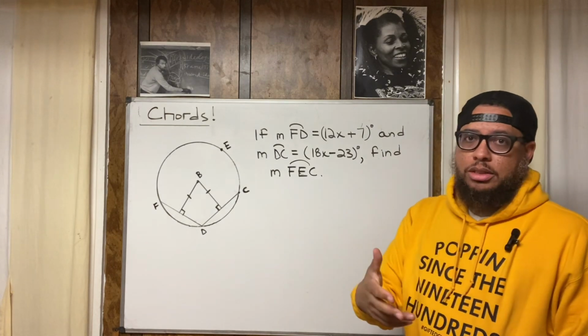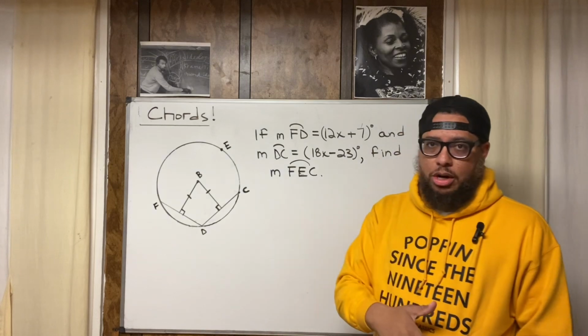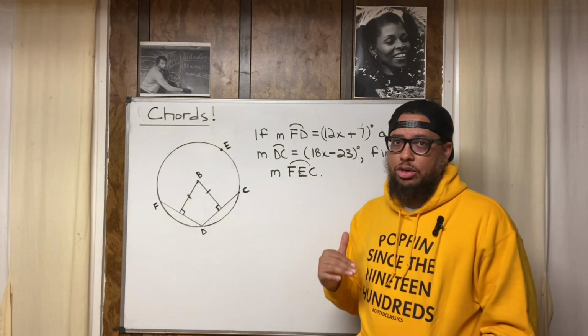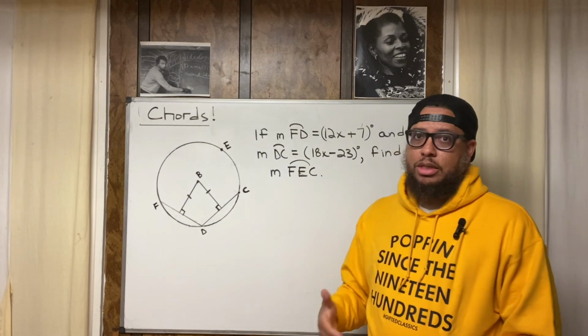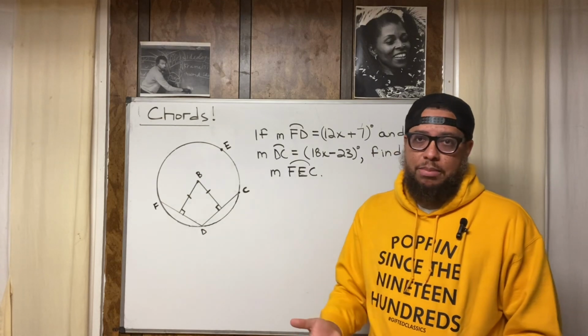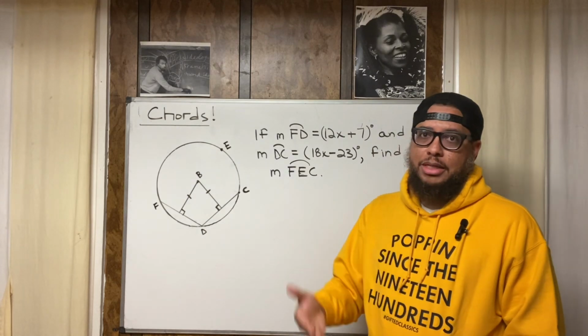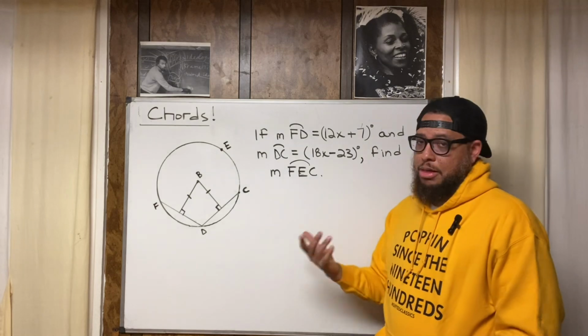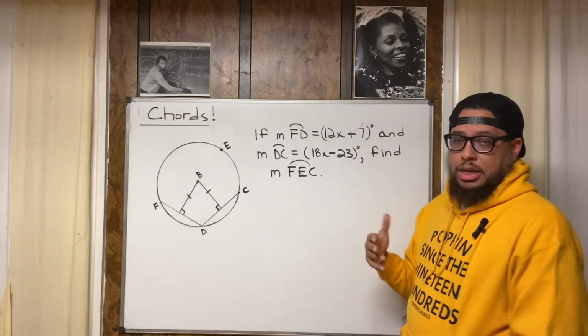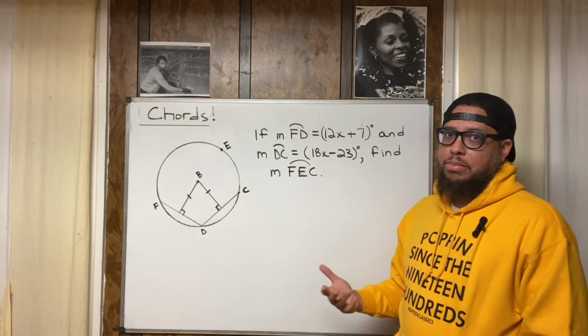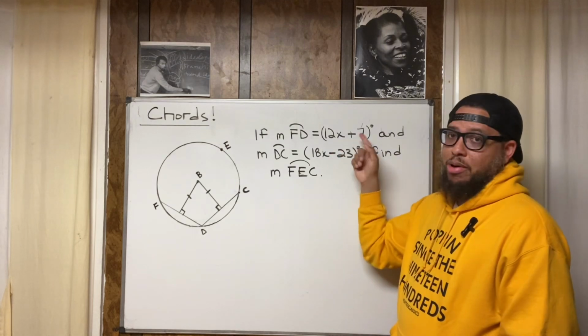Because when you deal with arcs, we have minor arcs and we have major arcs. The minor arcs are less than 180 degrees, meaning they are smaller than a semicircle. A semicircle is half of a circle. Because what does the prefix semi mean? Half. Semi means half. So the measure of arc FD is equal to this expression. Oh, they don't give us the actual numerical degree measurement. They give us an algebraic expression.